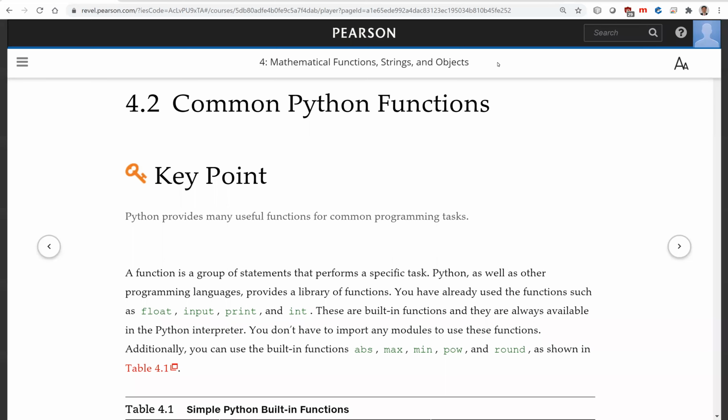Hello, in this video, we will introduce common Python functions. Python provides many useful functions for common programming tasks.